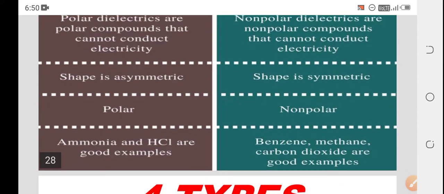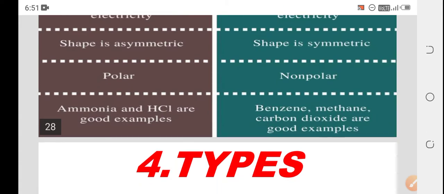And what are the bonds in polar dielectrics? In polar dielectrics, the bonds are polar. In non-polar, non-polar bonds exist. Coming to the examples, HCl for polar. For the non-polar, benzene, methane, and carbon dioxide are good examples of non-polar dielectrics.